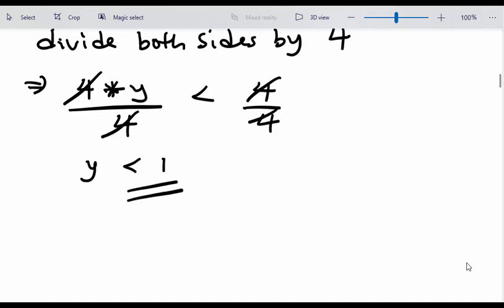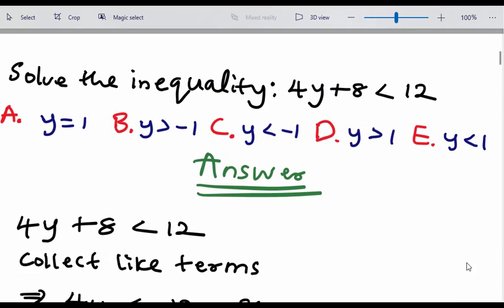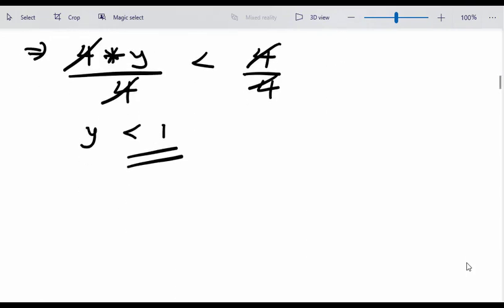So this is our answer. y is less than 1. So let us scroll up and verify. So we have this as the answer. y is less than 1. Option E is good to go.